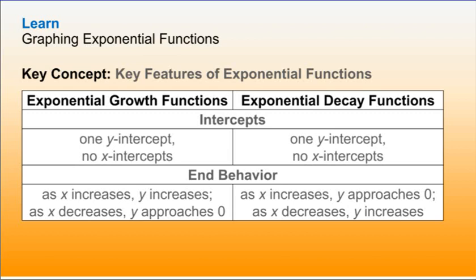The end behavior for a growth: as x increases, your y increases, but as x decreases, it approaches 0. And then for a decay, as x increases, y approaches 0, and as x decreases, your y increases. When we say that it approaches 0, that's just another way of saying that it doesn't touch 0.